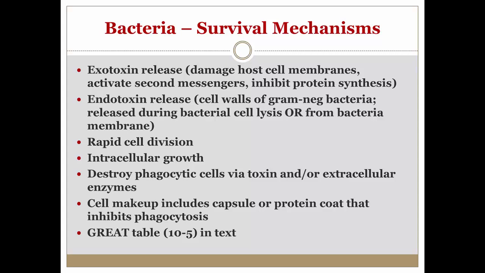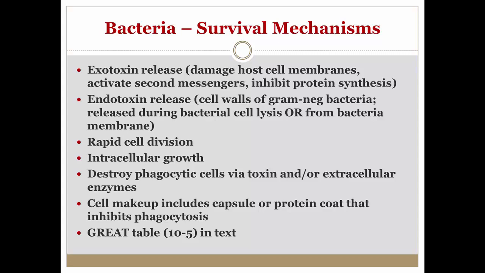The bacteria may destroy phagocytic cells by producing a toxin or by producing extracellular enzymes, and they specifically target the phagocytes. Pertussis does this. Pseudomonas aeruginosa does this. And then last but not least, the cell makeup may include a capsule or a protein coat that actually inhibits both phagocytosis or complement activation. Again, that table is just wonderful.